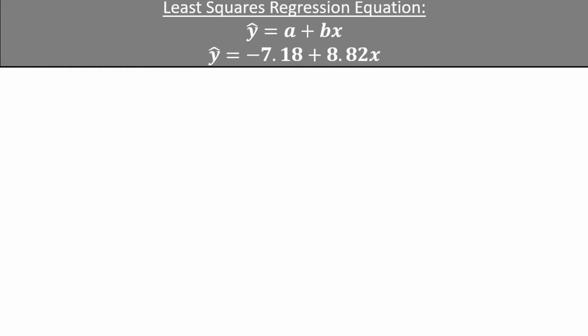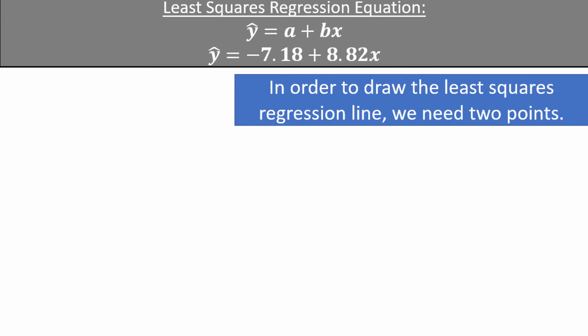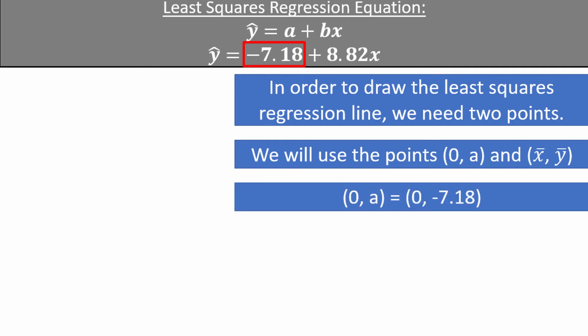Okay, the final thing I want to do is graph the least squares line onto a scatter plot. As you may already know, in order to draw a straight line, you must have 2 points. The 2 points we need are 0, a and x bar, y bar. It turns out that these 2 points will be on every single least squares regression line. Once you have found the regression equation, you will know the point 0, a, as a is just the y-intercept or constant in the least squares regression equation. In our case, 0, a is just 0, -7.18.